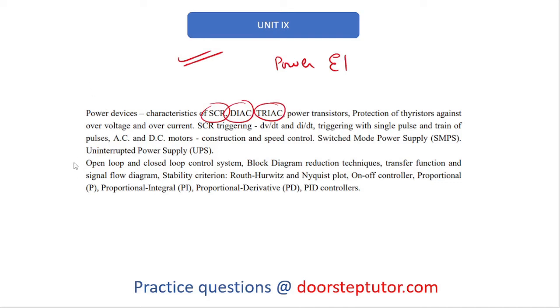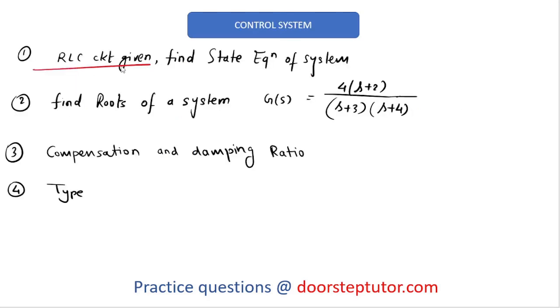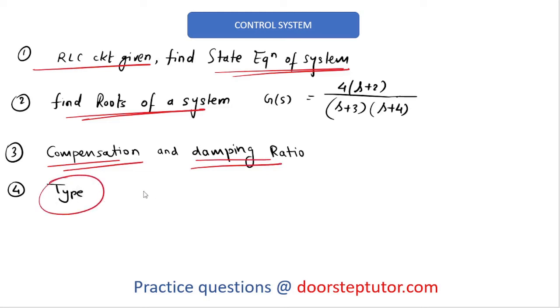The ninth unit we can divide into two parts, that is power electronics and control system. From control system, they had given one question of RLC and we had to find the state equation for the given system. There was a question from control system based on roots. A transfer function was given and we had to find the roots of the system. There was a question based on compensation and damping ratio, and there was a question related to type of the system, type 0, type 1, type 2, type 3. So like this, 4 questions were asked from the control system.